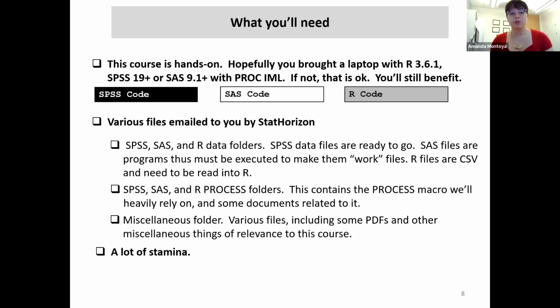You got access to a GitHub that has all of the data files, as well as the process files and some miscellaneous PDFs and papers that I've recommended to people previously, just based on questions.